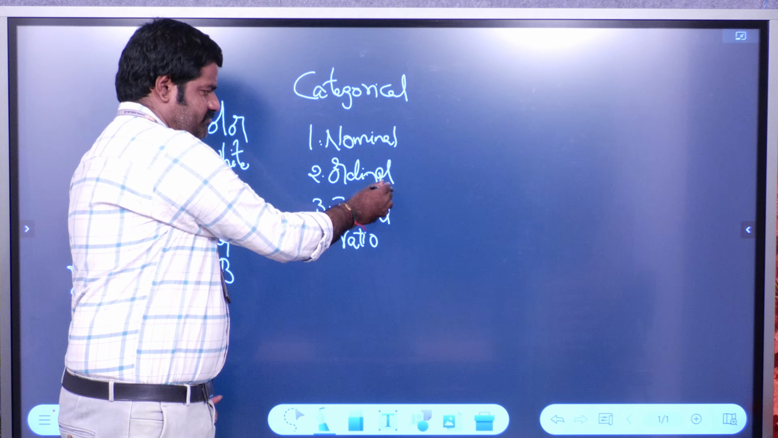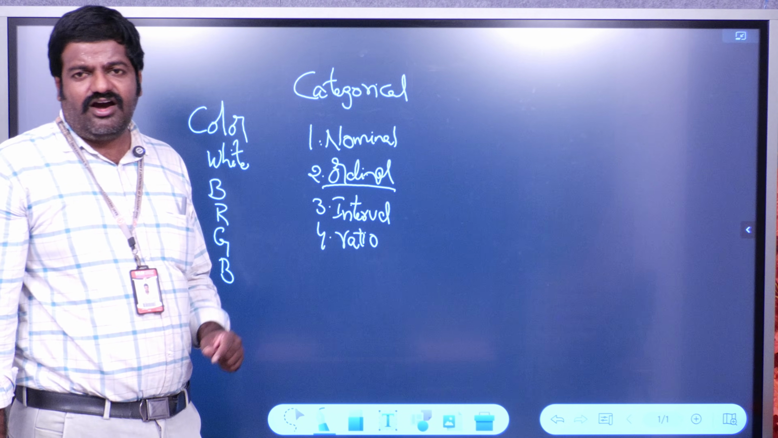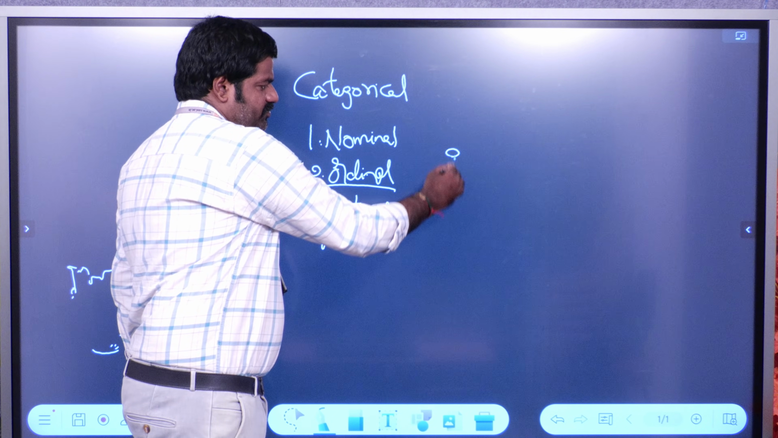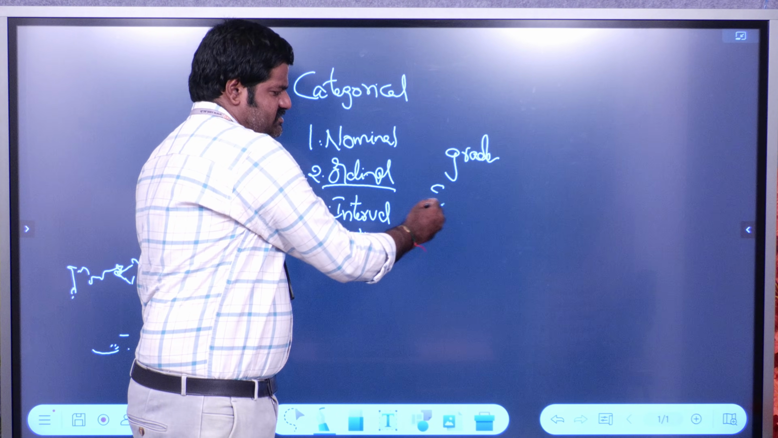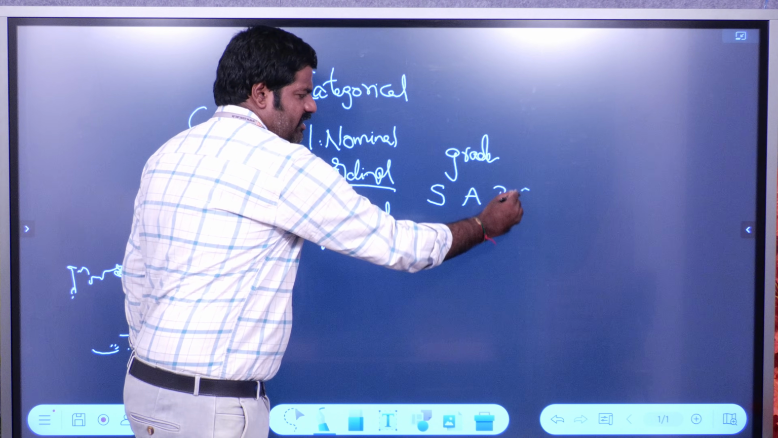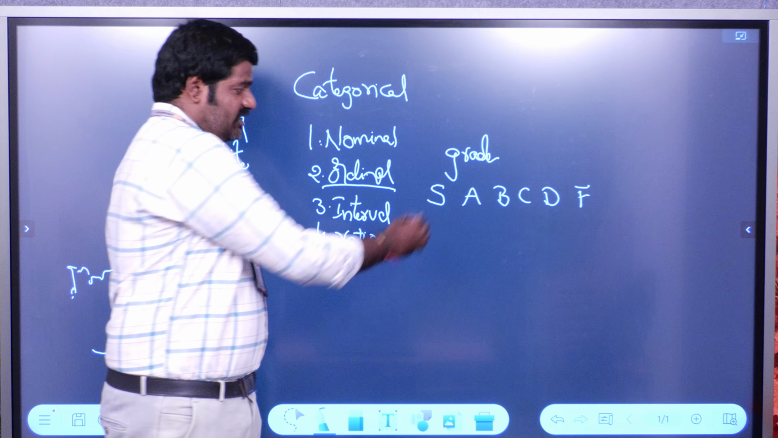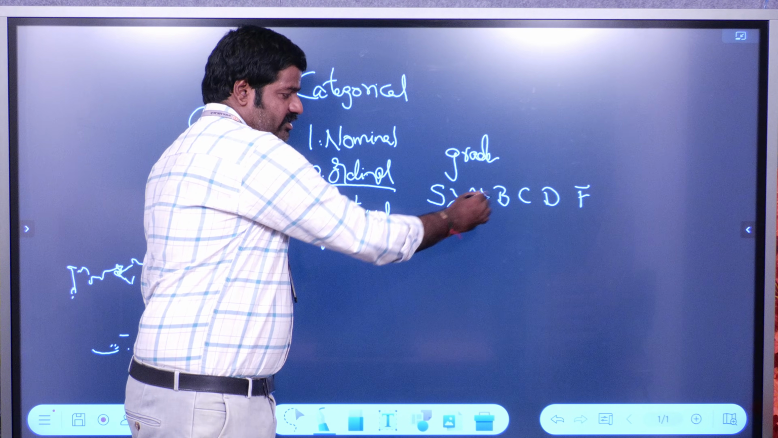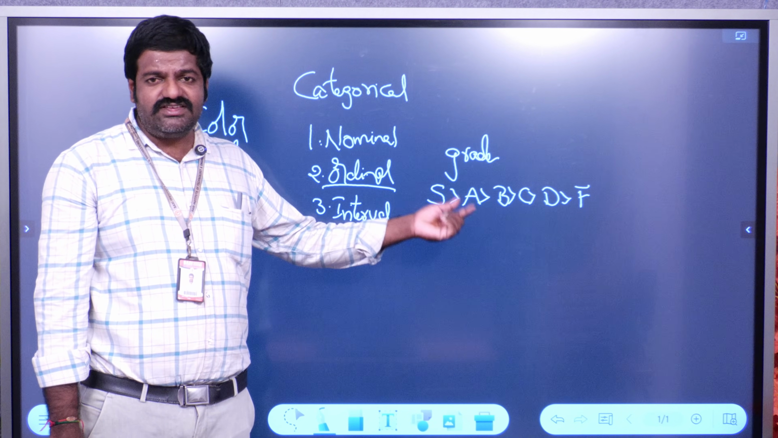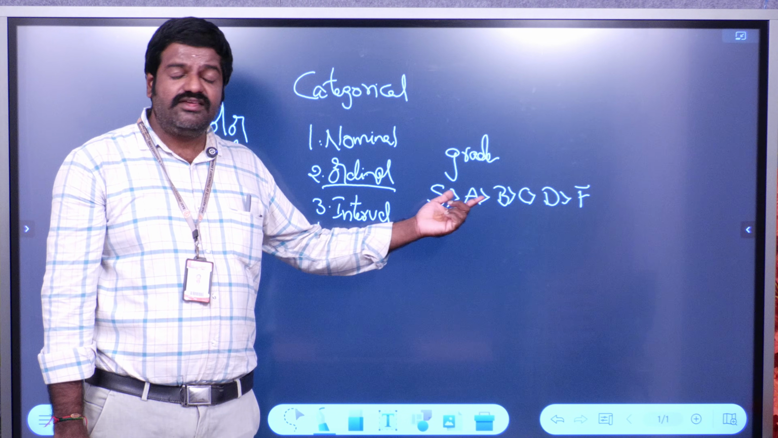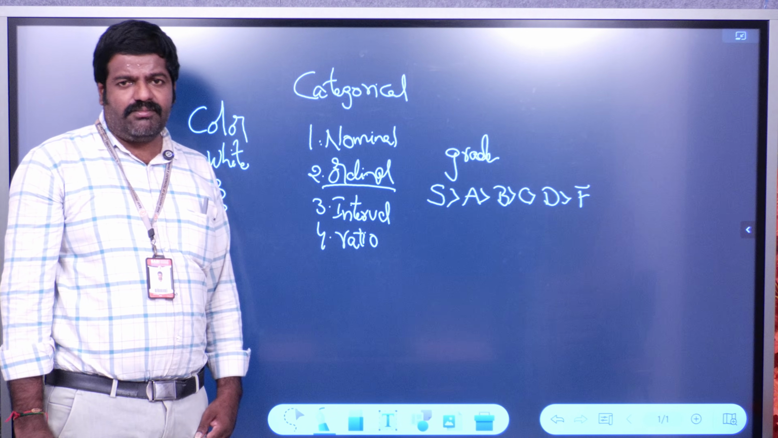Next, second one, ordinal. There exists an order between the possible values. So that comes under ordinal. For example, grade. As I already told, grade comes under categorical. The possible values are S, A, B, C, D, let us assume F. And there exists an order. S grade is the highest grade, next A grade, next B grade, C grade, and D grade, last F grade. So there exists an order between the possible values, hence it comes under ordinal. So the best example is grade.